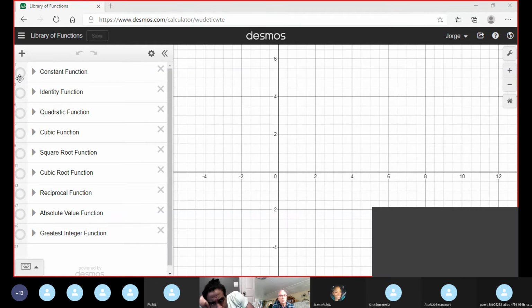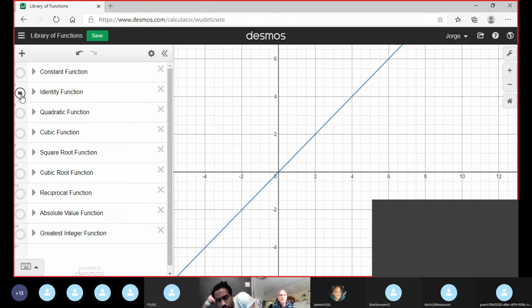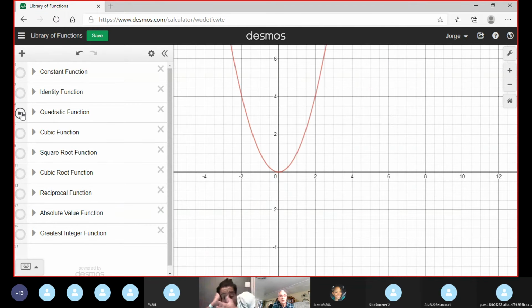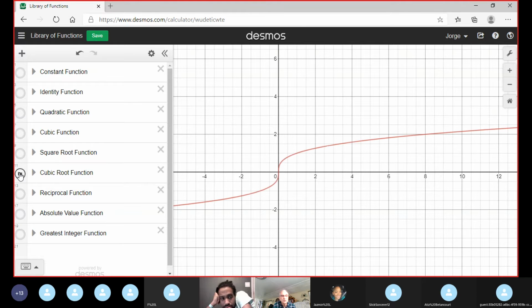Yes. Okay, look, constant. This is a graph, horizontal line. Identity, linear. Especially linear, no? The simplest one, passing through 0,0. Quadratic, parabola. Every student that takes college algebra needs to somehow memorize this function. Cubic, like that. Square root, only positive part, no negative. Cubic root, positive and negative.